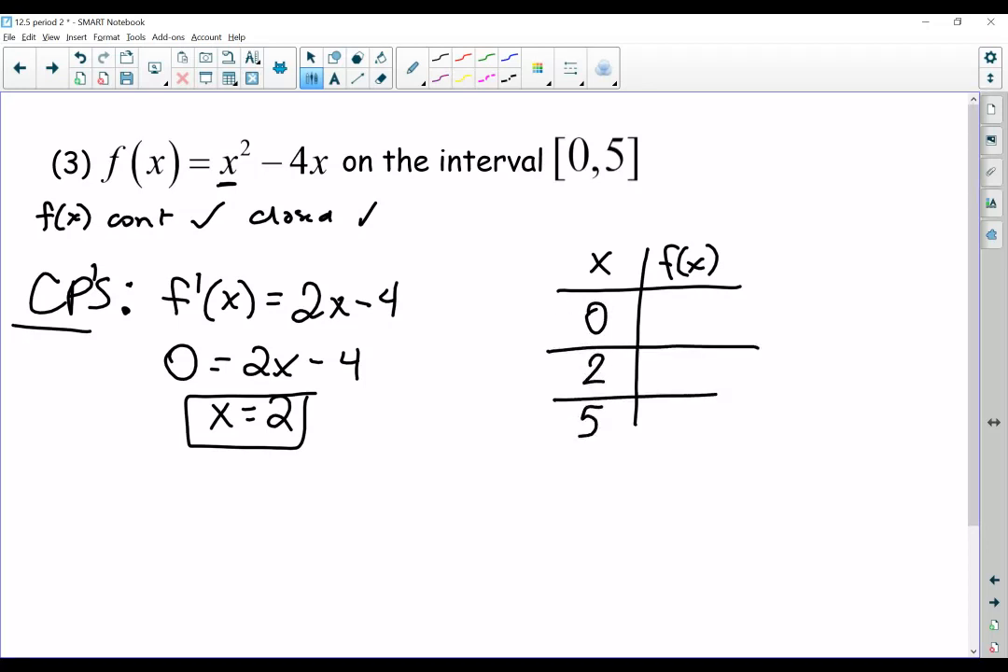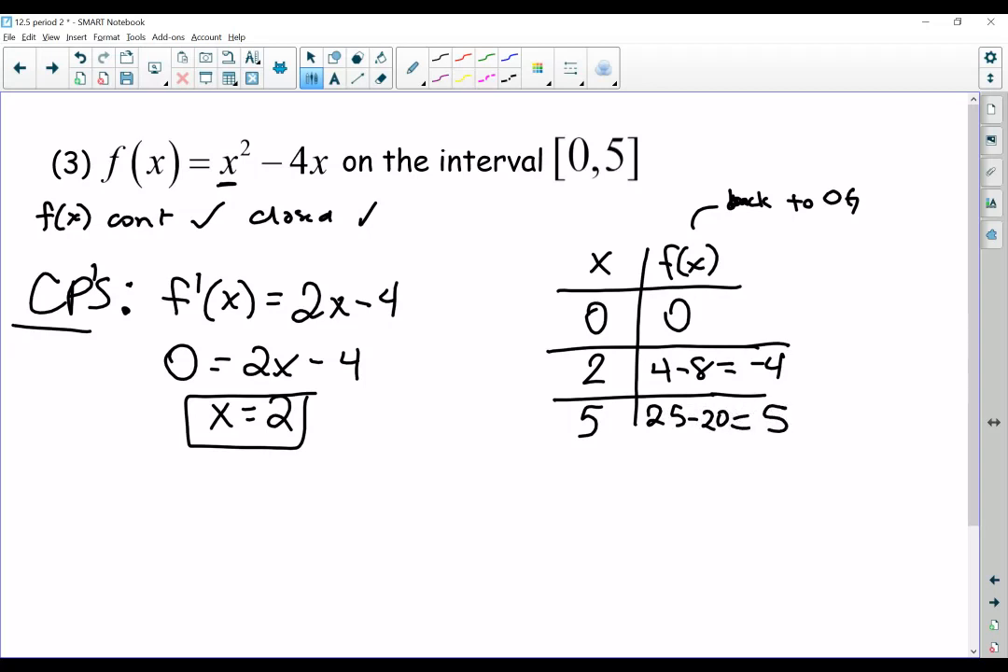So if I plug in 0 into the function, we go back to the original for our comparison. We're not comparing their slopes. We're actually comparing the function's values here. So if I plug in 0, I get out 0. If I plug in 2, let's see, 4 minus 8, I get negative 4. And if I plug in 5, I get 25 minus 20, which is 5.